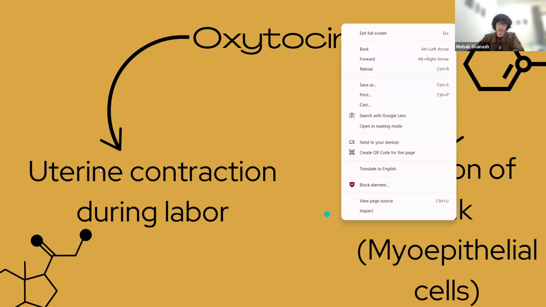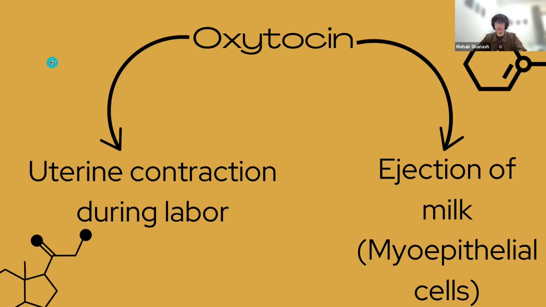Now, oxytocin has two main functions. Know this well because they ask about this a lot. Okay, like genuinely a lot. Oxytocin is responsible for uterine contractions during labor. It doesn't start labor; a woman doesn't start labor because of oxytocin.